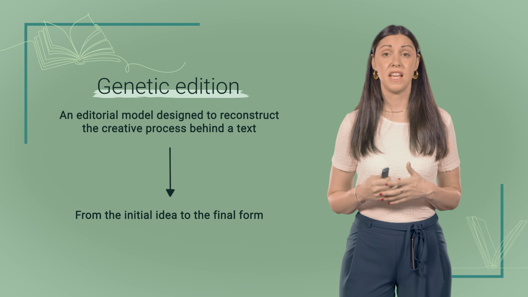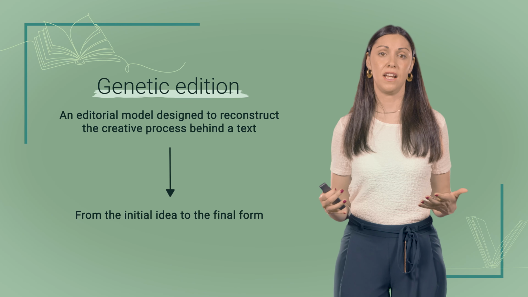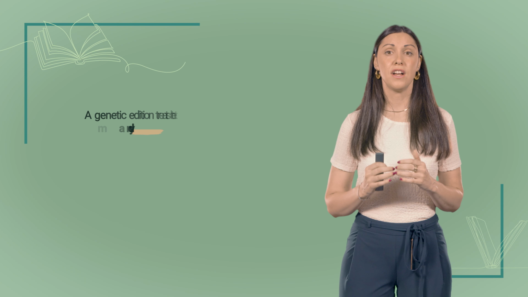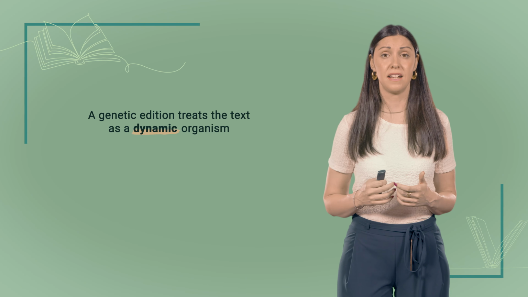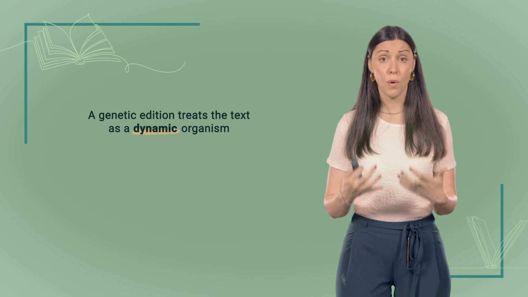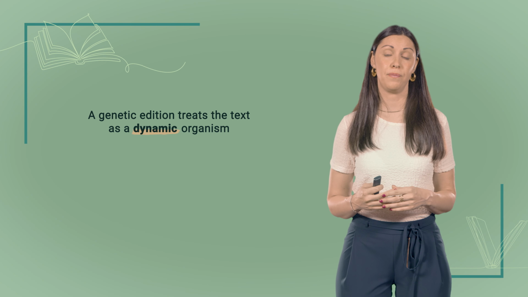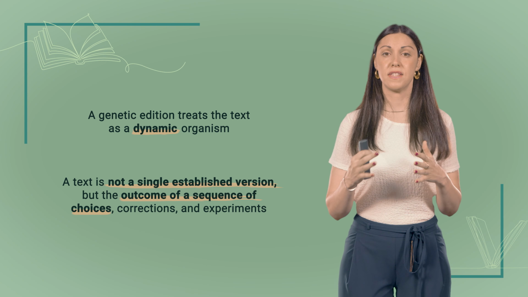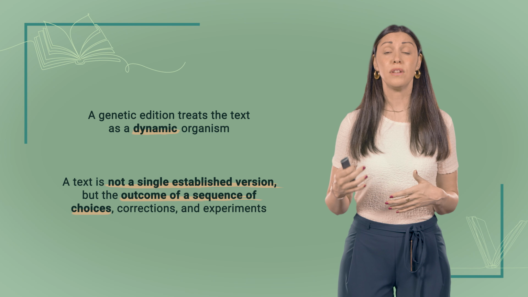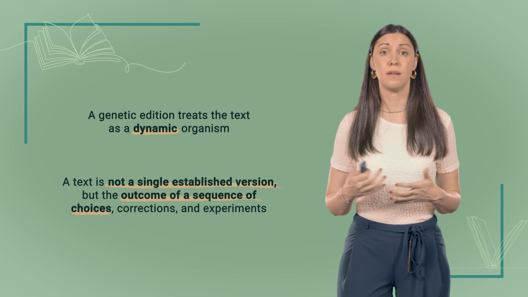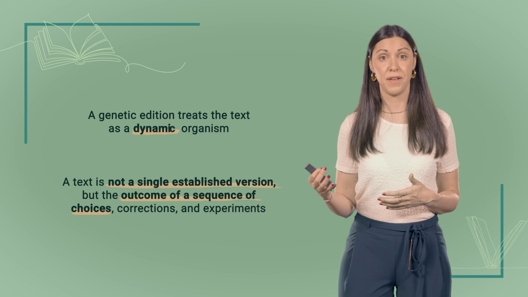This approach is grounded in a different understanding of what a text is. Rather than viewing it as a finished, definitive product, a genetic edition treats the text as a dynamic organism, something that changes, grows, and evolves over time. From this perspective, a text is not a single established version, but the outcome of a sequence of choices, corrections, and experiments made by the author along the way.